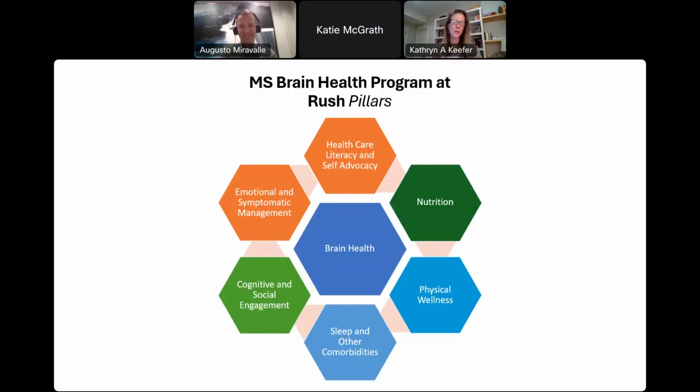But here's a framework under which we operate. So at the core is brain health. As I mentioned, the various pillars are this multidisciplinary approach that we take. So we don't only want to talk about the disease state and disease modifying therapies. We want to make sure that you are aware of the other factors that truly impact your overall care, which include things like nutrition, and as Dr. Miravalle had stated, exercise and your overall physical wellness.